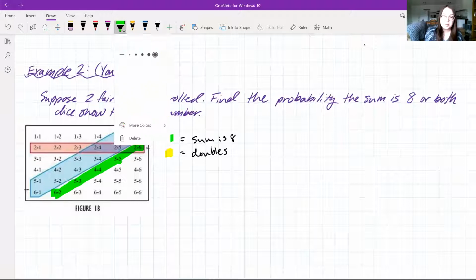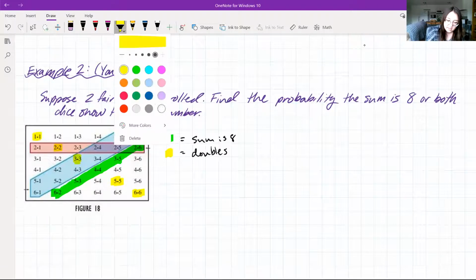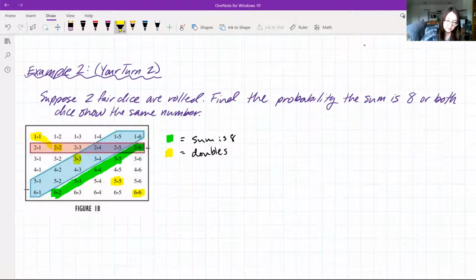Now we want to think about doubles. So we want to think about all the values that will be the same number. So 1 and 1, 2 and 2, 3 and 3, 4 and 4, 5 and 5, and 6 and 6. Easy enough. So we can highlight those values. And what we see that happens here is that we also create another line of values.